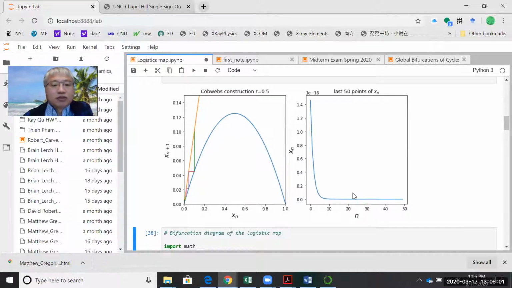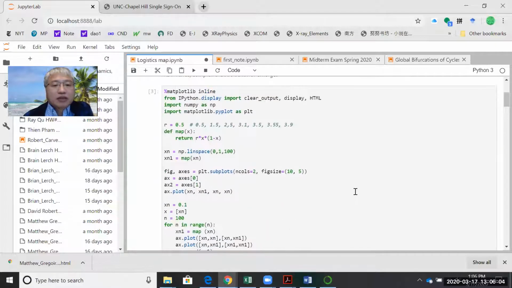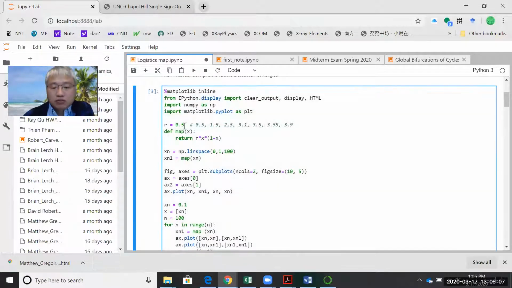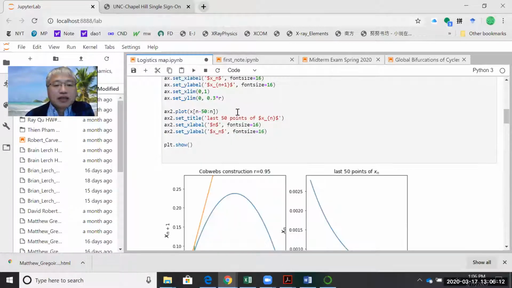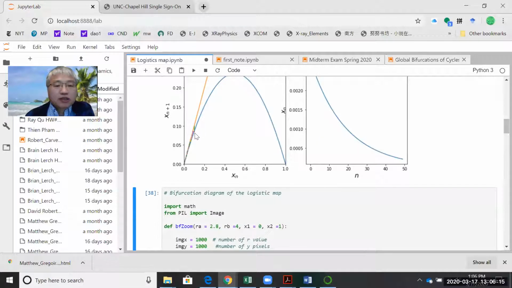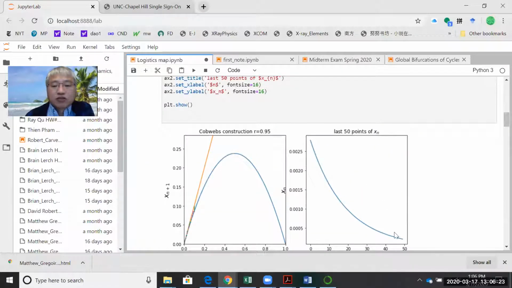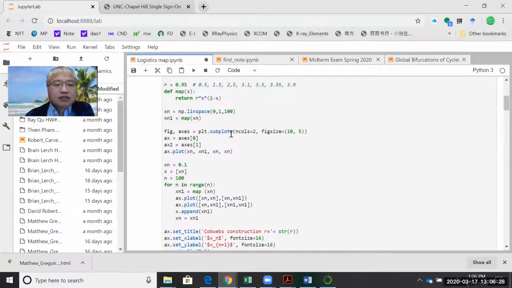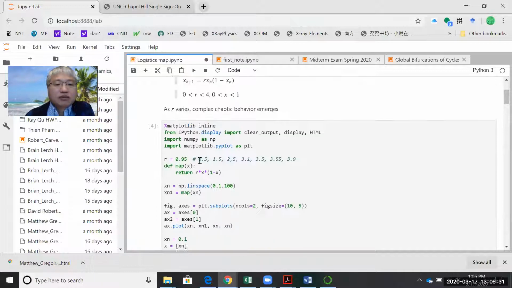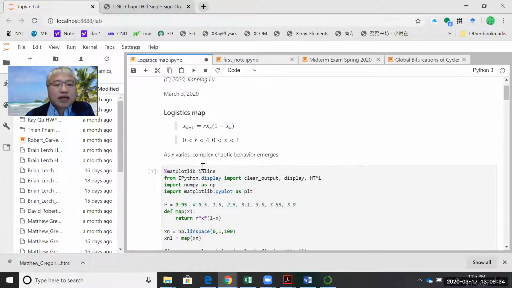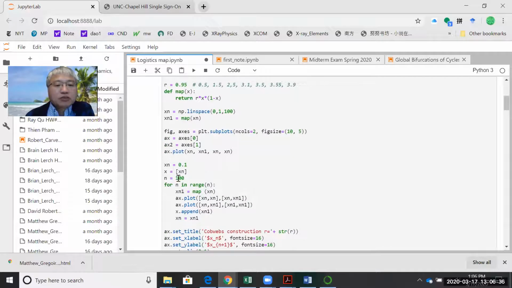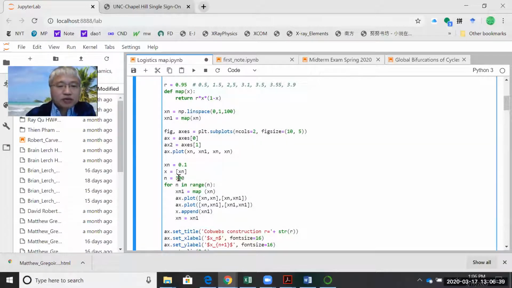So nothing interesting. Now, if I get close to 1, this now becomes a very slow process, because this slope is very close to 1. So it takes a long time to get here. You can see the convergence to the fixed point is now slower. I only plot the last 50 points. I think I did 100 iterations. Actually, let me do 300 here. So I do 300 iterations.